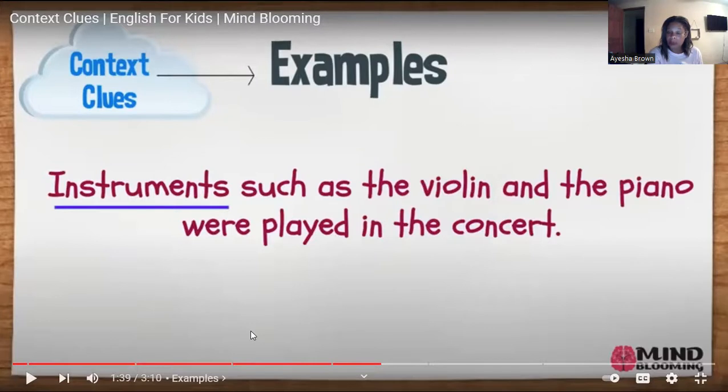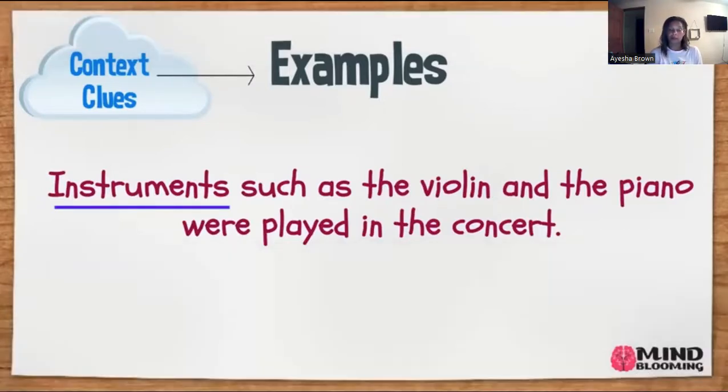Do you see any examples? Okay, yes, what are they? A violin is an instrument and a piano is an instrument. Those are both examples of instruments that were played, something that had to be played. I would look at the example in a sentence to give me a clue. When I read the words violin and piano, I can guess that instruments are tools that make sounds.